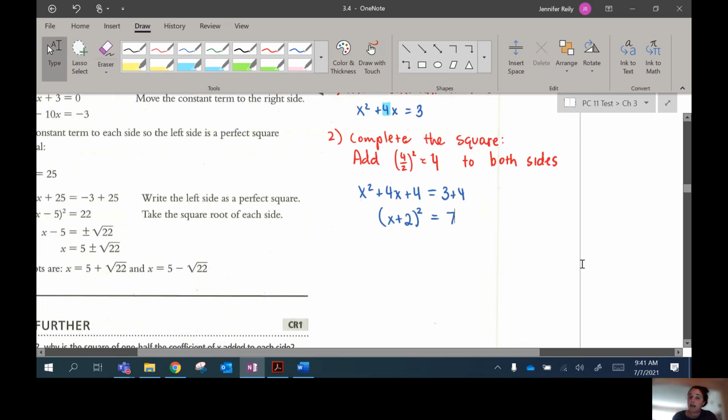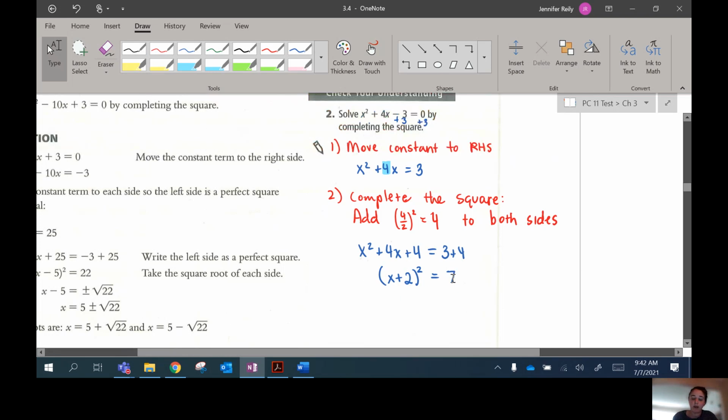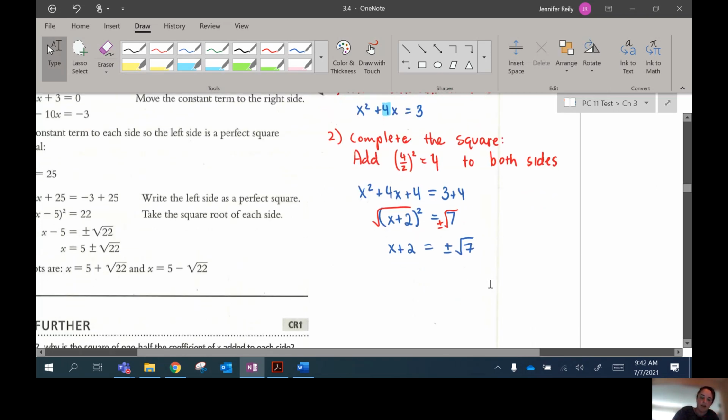Okay, now we're ready to solve it. We have a squared term on the left side, and we have a number on the right side. So we can take the square root, plus or minus square root. The square root cancels the square, so we'll have x plus 2 equals plus or minus square root 7. And then we just simply isolate x. So we subtract 2 from both sides. Negative 2 plus or minus square root 7.